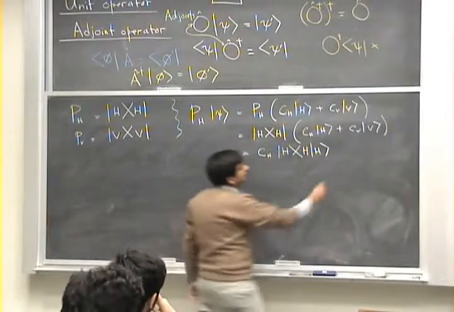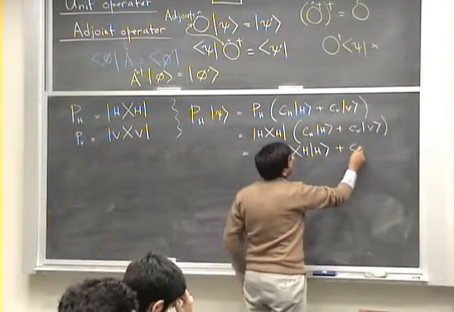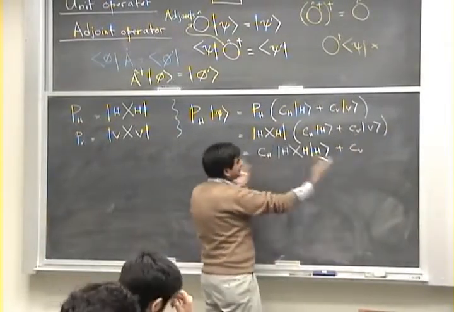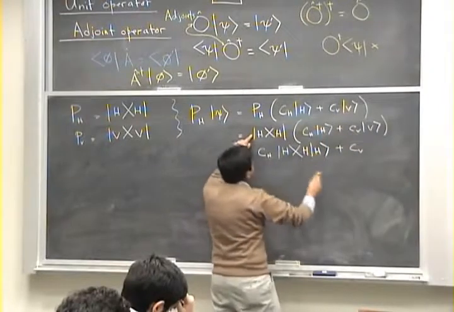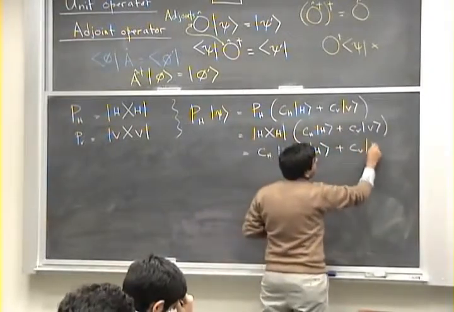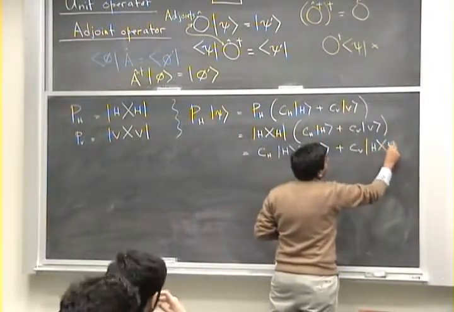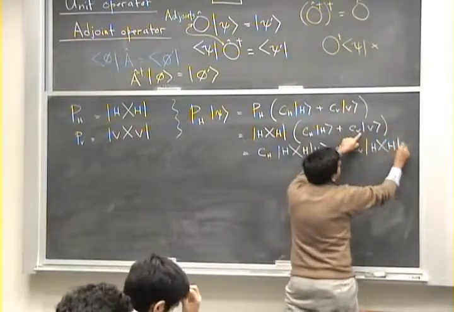Okay. Plus CV, it's a number, it's porous, I can put the CV here, then I write this operator ket H, bra H, acting on this state V.